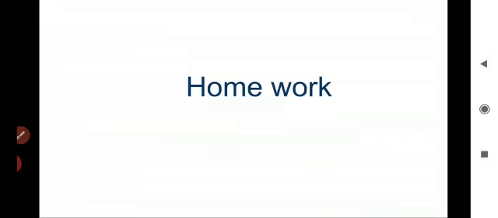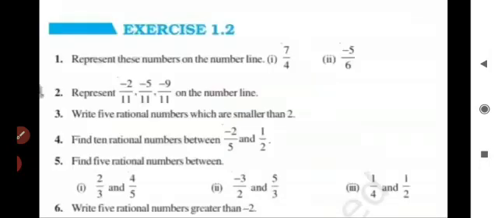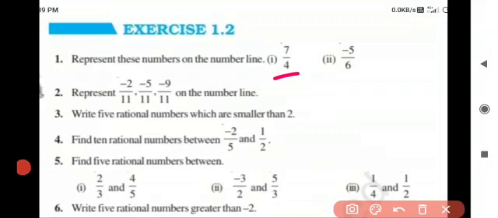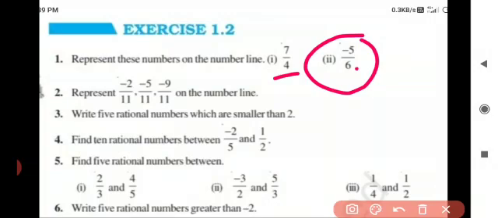Okay students, let's do the homework. Exercise 1.2. Represent these numbers on the number line. I already located the number 7 by 4 on the rational number line. So you need to locate minus 5 by 6 on the number line. So the denominator is 6. So you want to divide the numbers by 6. That means 0 by 6, 1 by 6, 2 by 6, 3 by 6 and so on.